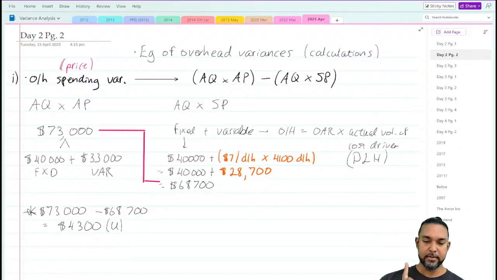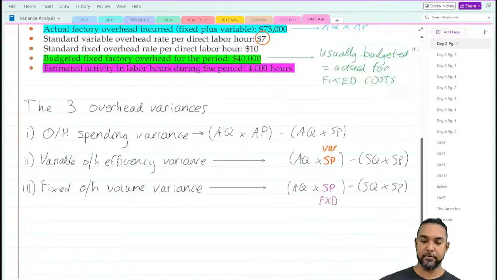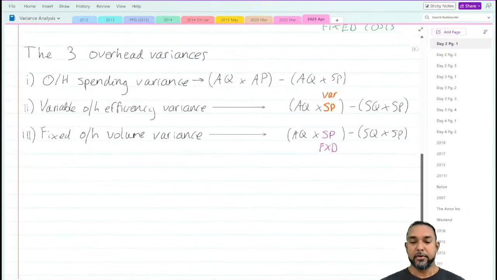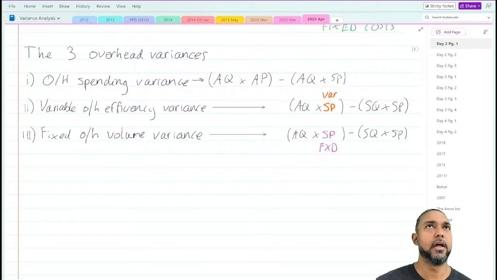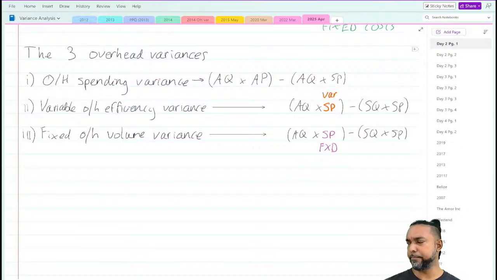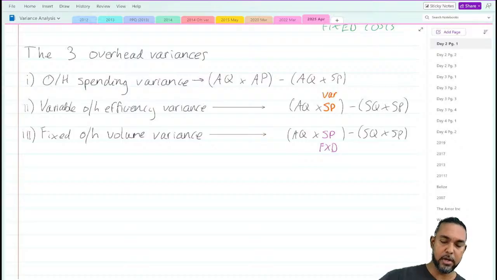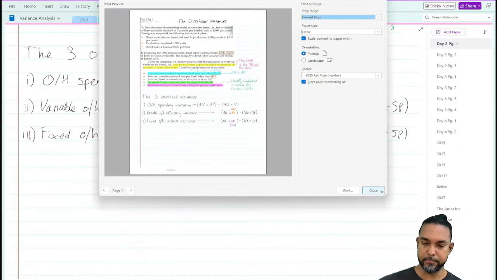Right. So that is the spending or price variance of the overheads. Now for the efficiency variance or the quantity variance, that's where we have to analyze output levels, the direct labor hours, that kind of stuff, right? So we have to do it in two stages. Let me explain why once again.